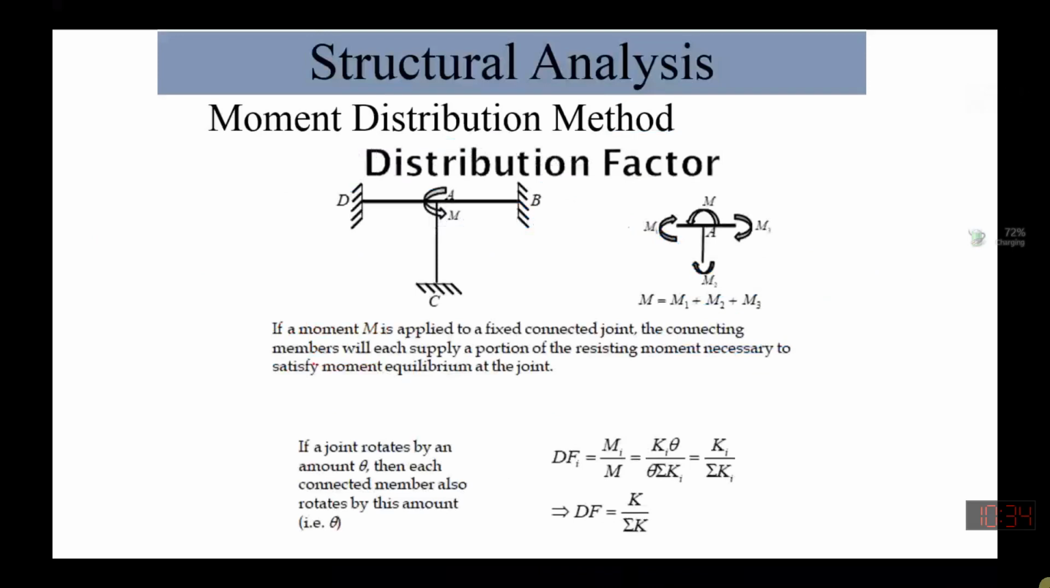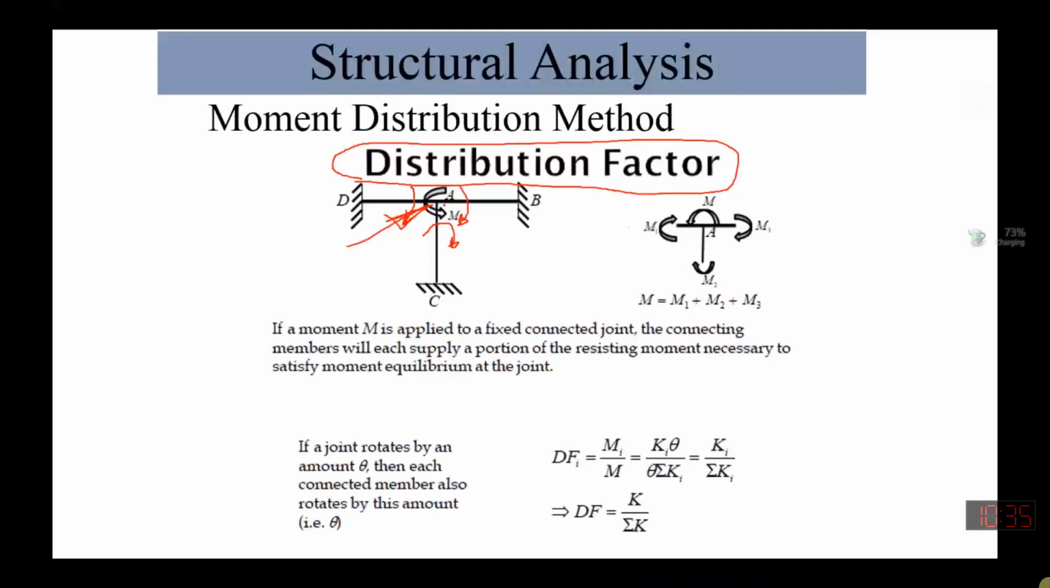This is a very important term with respect to the moment distribution method. What is this? Let's say we start with this moment applied at point A over here. This moment will for sure be resisted by the moment generated on this member, the moment resisted by this member, and the moment resisted by this member as well. So these three moments together make up the total M.